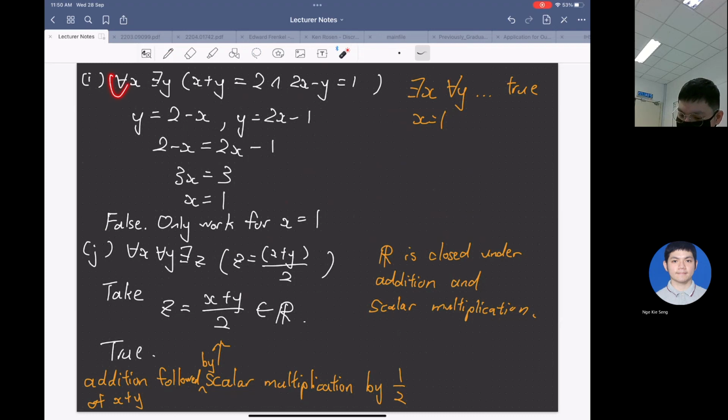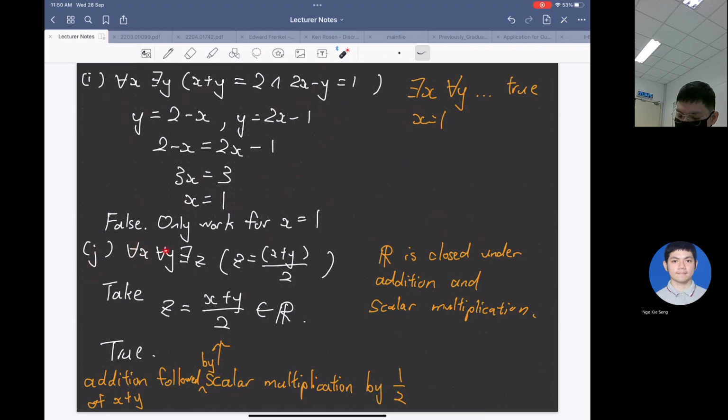Next, for every x, there is a y such that x plus y equals 2 and 2x minus y equals 1. You also use the same way, and then you find out that this statement is equivalent to x equal to 1. So if it is for every x, then it's false because only x equal to 1 works. This is a bit similar to the example I gave just now, which is equivalent to x equals 0. Okay, last one, j.